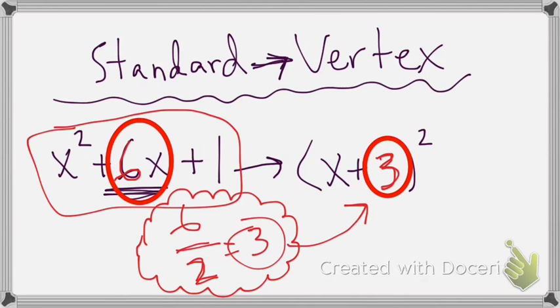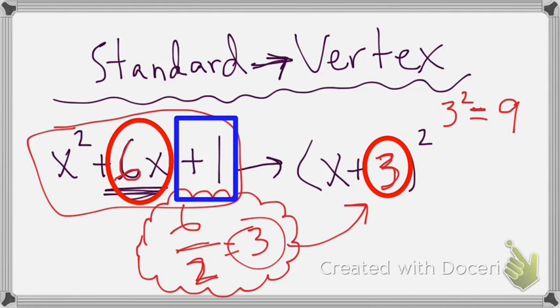So if we multiplied them, if I did 3 times 3, or in other words 3 squared, that's going to come out to 9. But the number at the end is not a 9, it's a 1. So what could we do out here? What could we add or subtract to a 9 to get to 1?